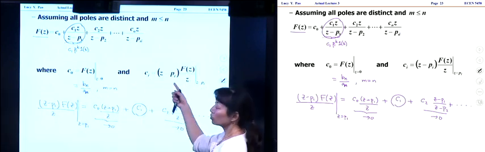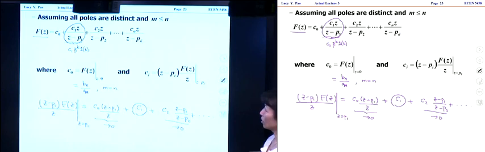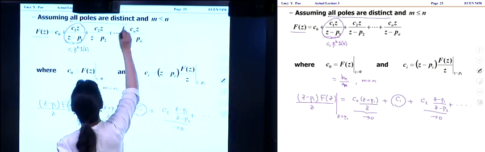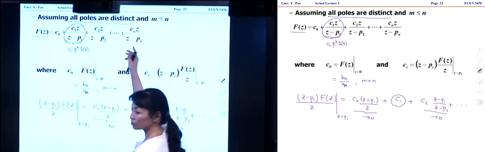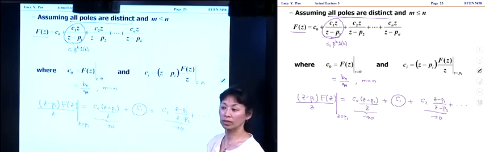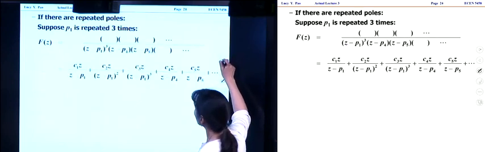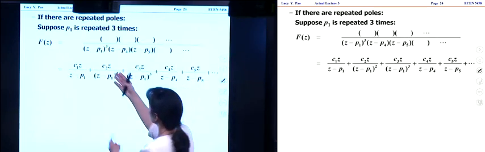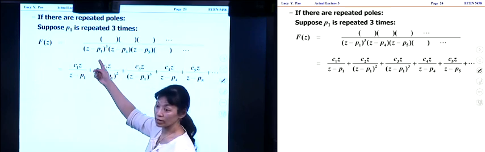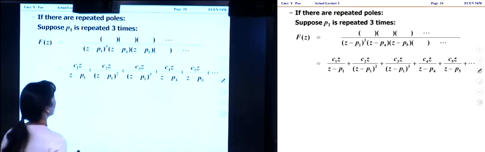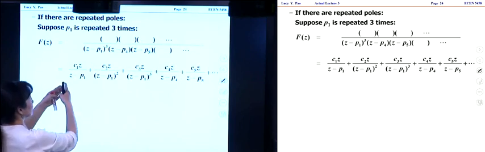So you compute c2, c3, etc. Okay? So here we're assuming that all the poles are distinct. So p1 is not the same as p2, is not the same as any of the other p's. All right? Now when you have repeated poles, so say you have something of this form. Say p1 is repeated 3 times, and we'll assume all the other ones are distinct, just for simplicity here. Then you would expand things this way.